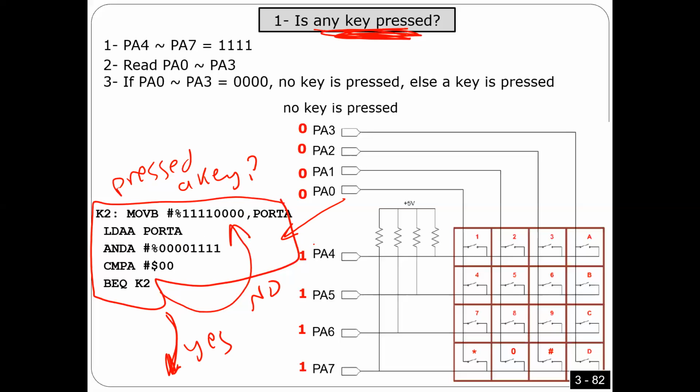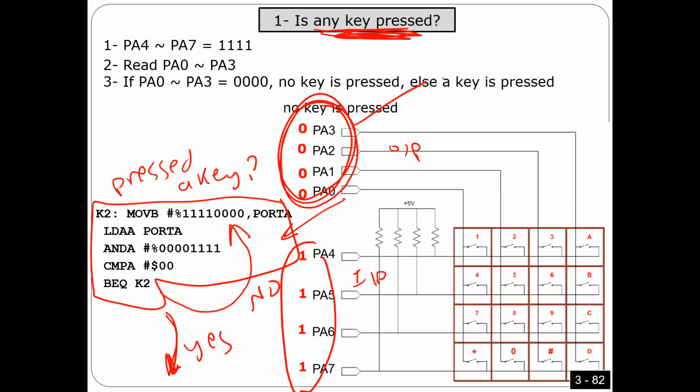Look here, guys. I'm gonna put 1 1 1 1 here. All of them are ones. And then remember, these 4 are input and these 4 are output. Then I'm gonna read these 4. Number 1, I'm gonna output 1 1 1 1. Number 2, I'm gonna read these 4. When I read these 4, there are 2 cases: they can be 0 0 0 0 or something else. If it is 0 0 0 0, it means you didn't press any key.